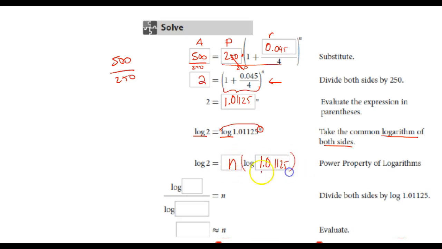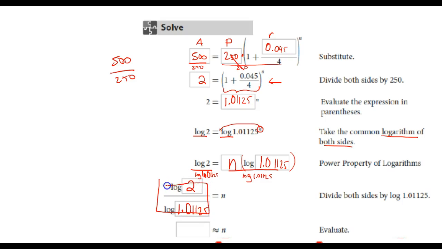We just have to get rid of this thing that's being multiplied. What's the opposite of multiplication? Division. So we're going to divide both sides by this log and that log. Oh, that should be 0.01125. So here that would be log 2 divided by log 1.01125. So let's go ahead and simplify this out.